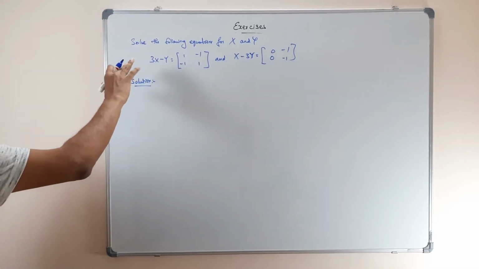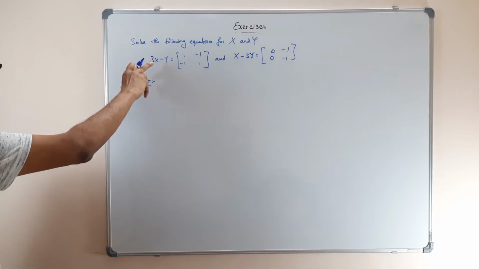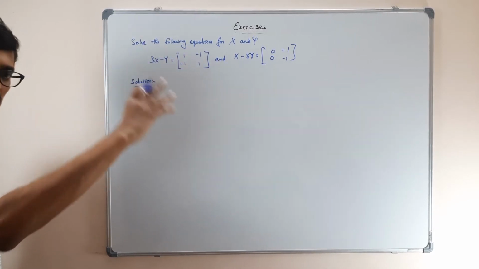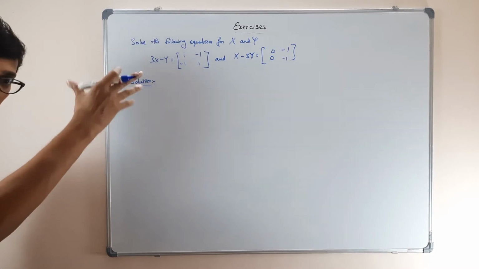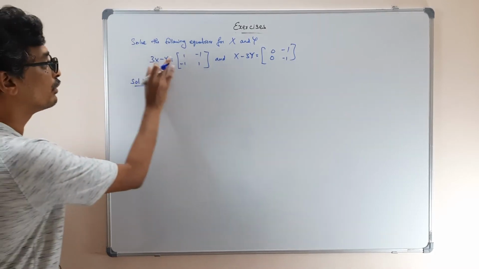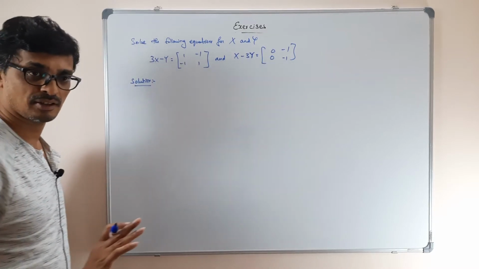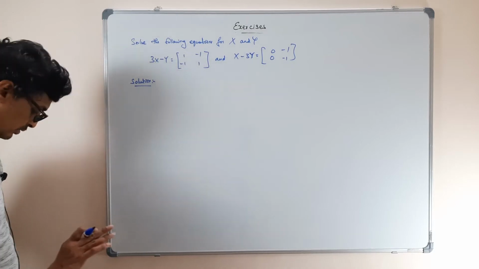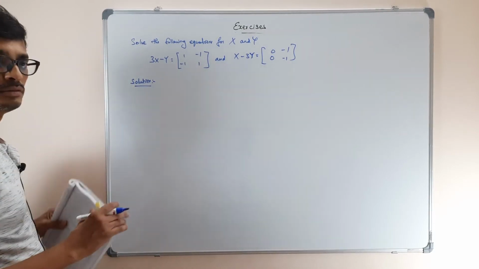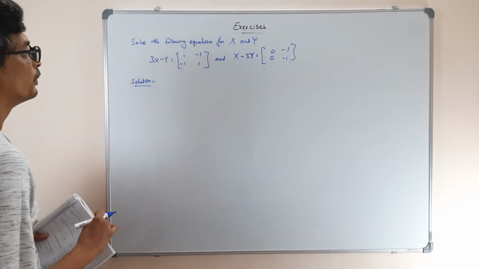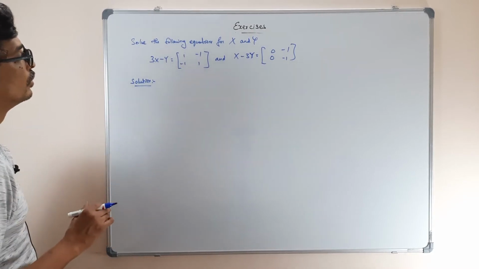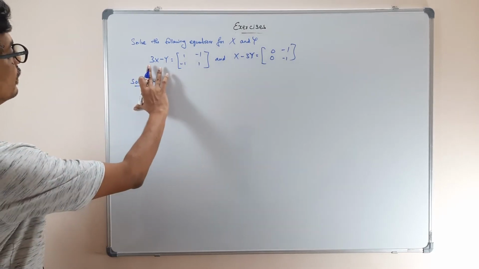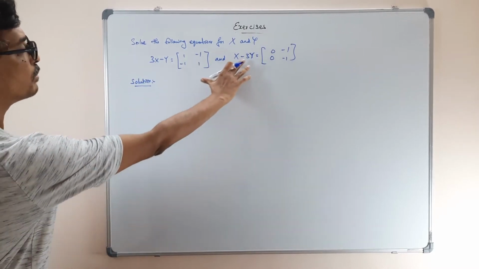As long as you are working with scalar multiples of matrices and addition or subtraction of matrices, you can perform simple algebra, like simple linear equations. You can treat these as linear equations in two variables. So let us see, 3x minus y, x minus 3y.